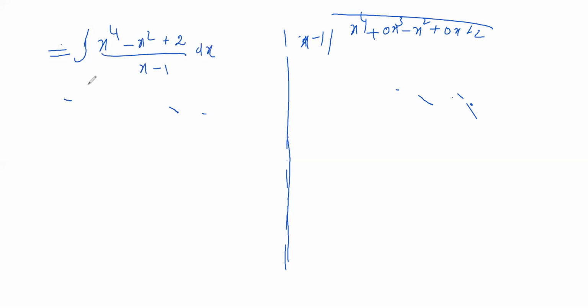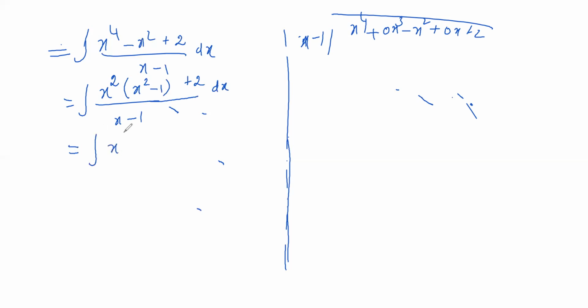In the numerator, the denominator is x minus 1. In the numerator, the first two terms, x to the power 4 minus x squared, have x squared common, isn't it? Taking x squared outside, we'll have x squared minus 1 plus 2, dx.